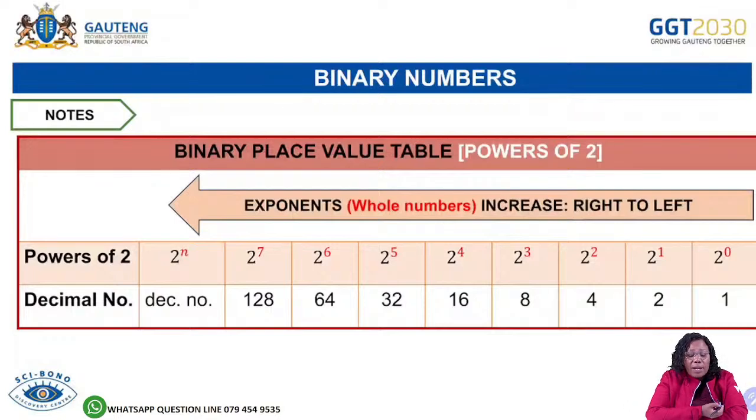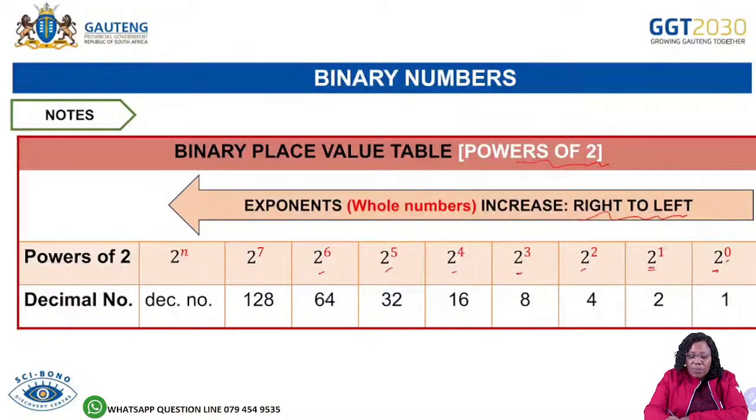And then with binary numbers, we have a binary place value table. And then this binary place value table only works with the powers of 2. That means all your bases will be 2, and then what we are changing is the exponent there. As you can see, all the bases are 2, 2, 2 there. And then your exponent starts from 0 and then they are increasing. And then these exponents are presented from right to left.